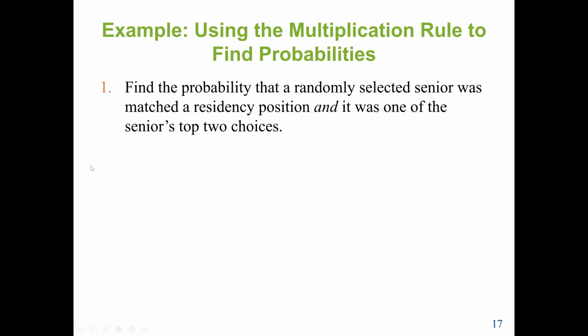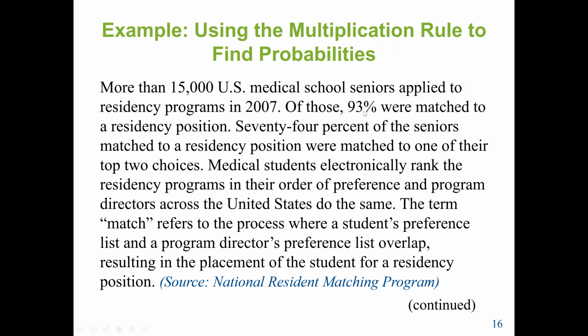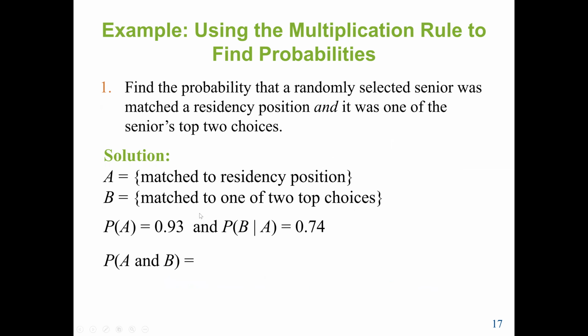First, they say we should find the probability that a randomly selected senior was matched to a residency position, and it was one of the senior's top two choices. So first we have A, which means matched to a residency position. B is matched to one of the two top choices. So the probability of A, matched to a residency position, is 0.93. It's given in the question that 93% were matched to a residency position. Now, the probability of B given A is also given to be 74%, so 0.74.